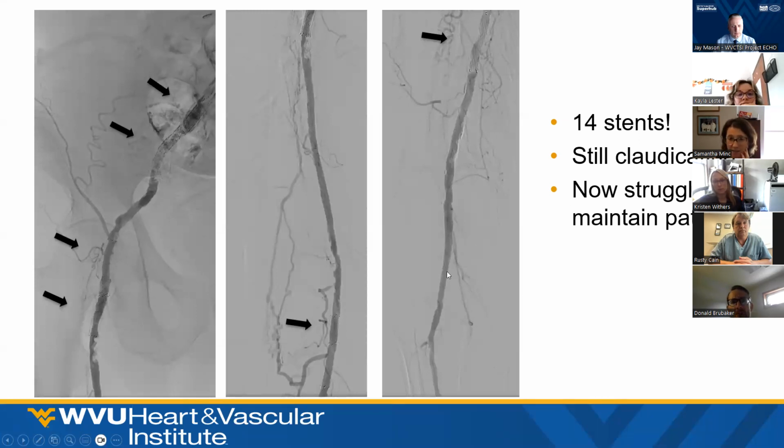Still having claudication, so his symptoms are not improved. We're not taking care of them. And now I have to deal with making sure these stents stay patent, otherwise he's going to lose his leg. So these interventions beget more interventions. Unless someone truly fails a walking program, you should not be offering a claudicant an intervention.